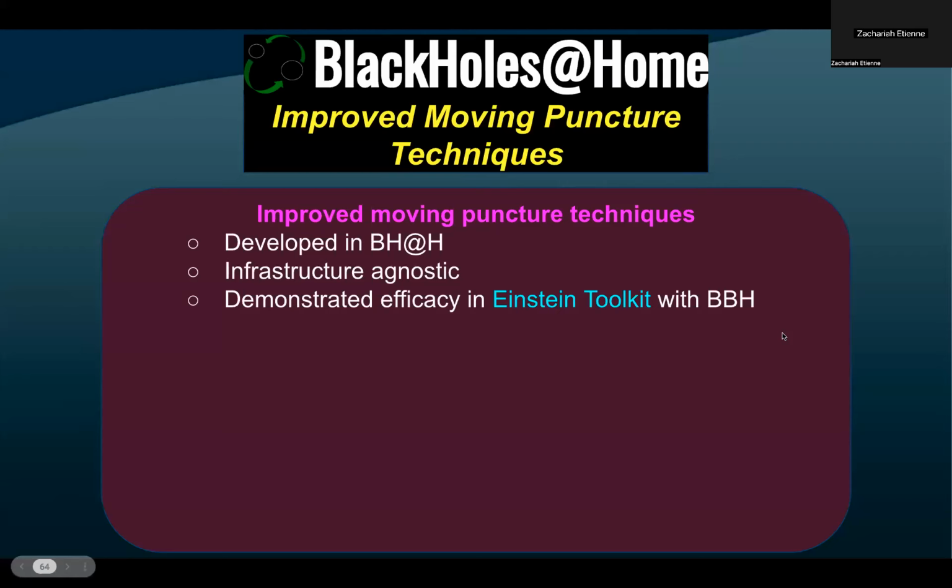So with that in mind, I've been working with BlackHoles@home on my own approaches for improving and mitigating the effects of this sharp lapse feature. So this approach has been developed in BlackHoles@home. It is very easy to implement. That is the key here. So anyone should be able to benefit from this who uses the moving puncture approach. It's infrastructure agnostic, like I said. And I'll demonstrate in this upcoming paper the efficacy of these improved techniques in the Einstein Toolkit with a modified version of Bicol vacuum involving binary black holes.